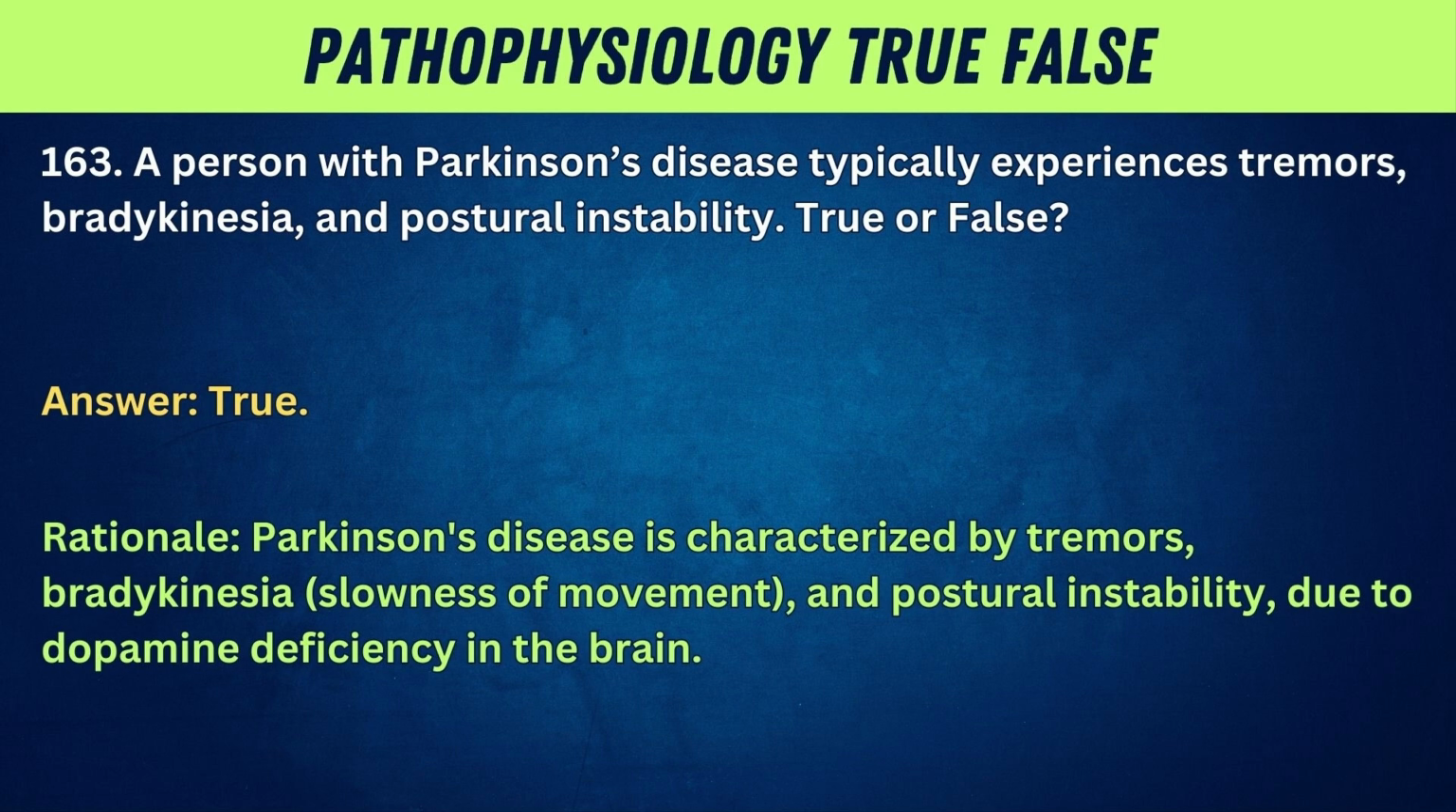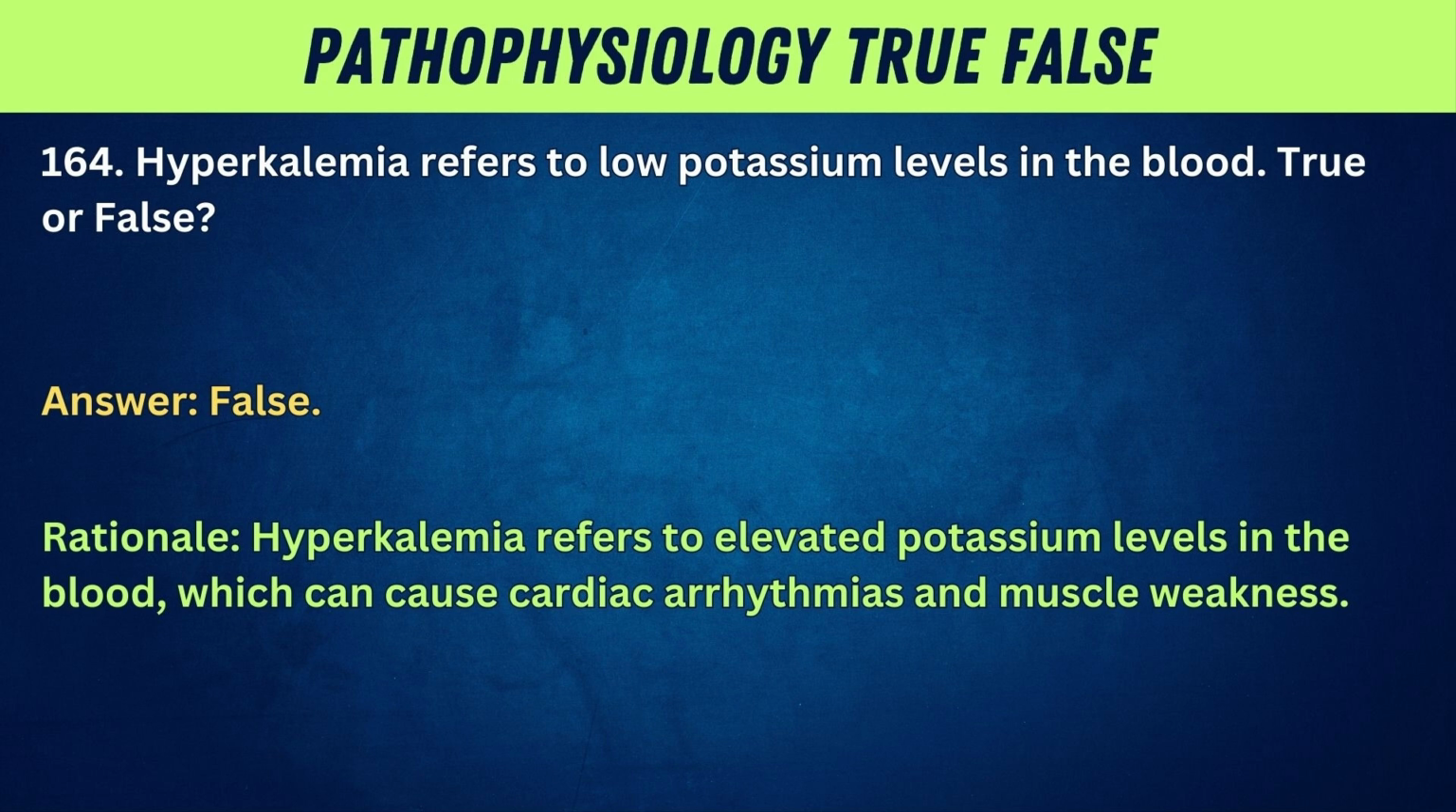A person with Parkinson's disease typically experiences tremors, bradykinesia, and postural instability. True or false? Answer: true. Rationale: Parkinson's disease is characterized by tremors, bradykinesia, slowness of movement, and postural instability due to dopamine deficiency in the brain. 164. Hyperkalemia refers to low potassium levels in the blood.